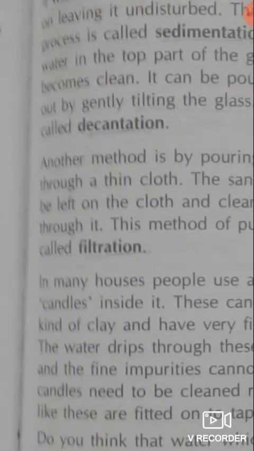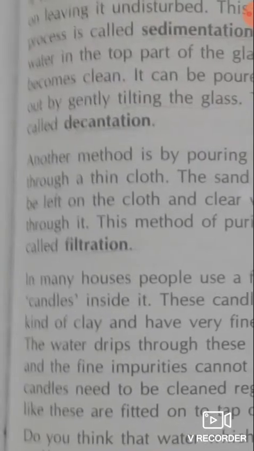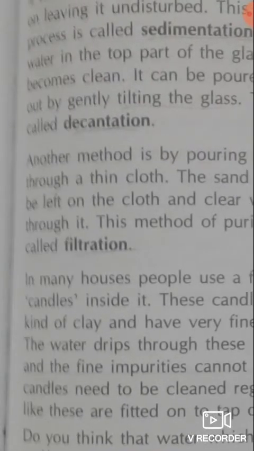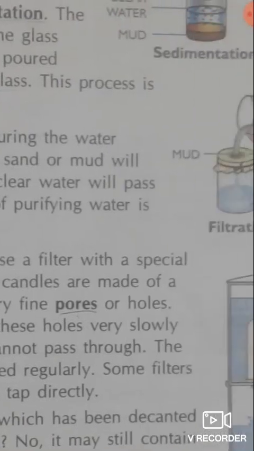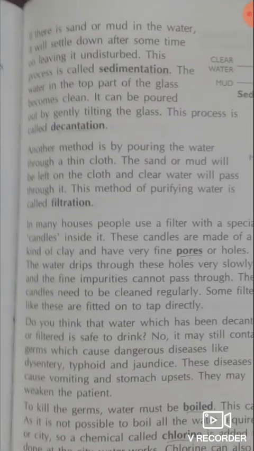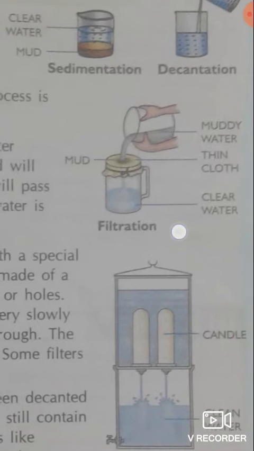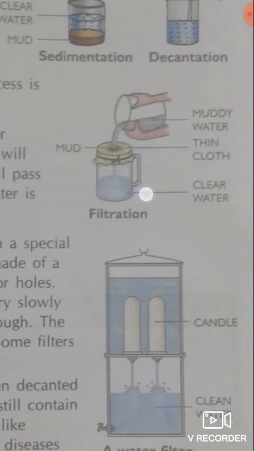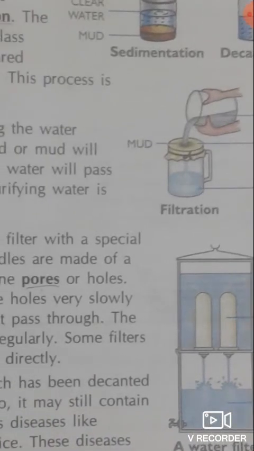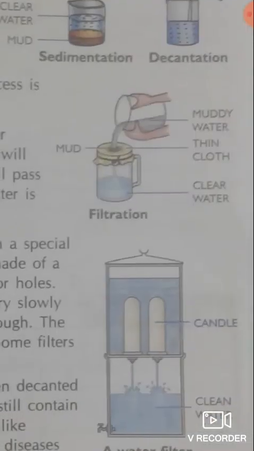Another method is filtration. By pouring the water through a thin cloth, the sand or mud will be left on the cloth and clear water will pass through it. This method of purifying water is called filtration. Like this, a thin cloth is used with muddy water; clean water passes through the thin cloth and mud remains above. Okay, this is called filtration.